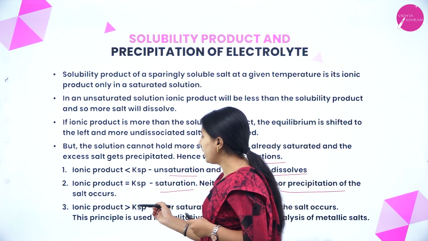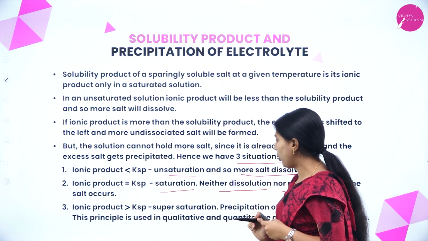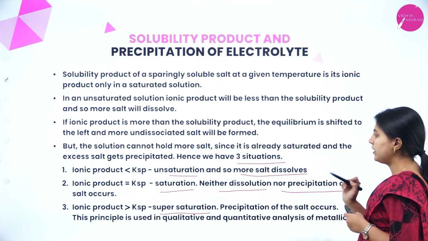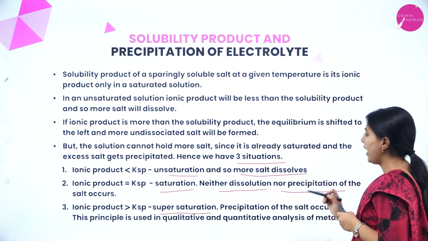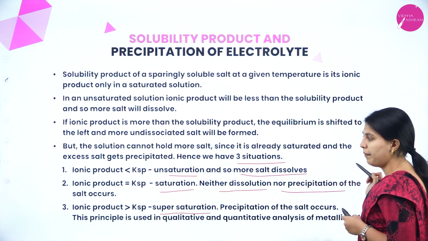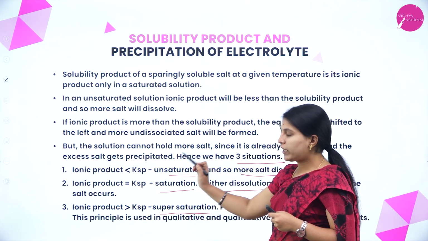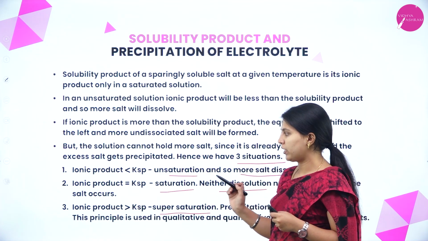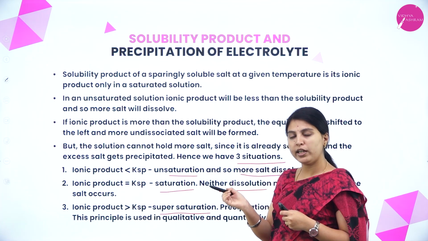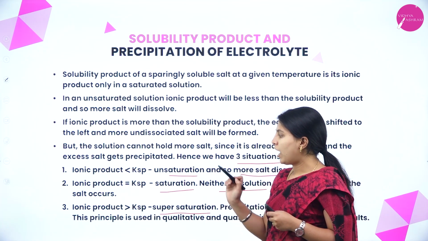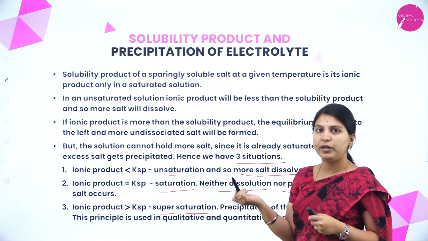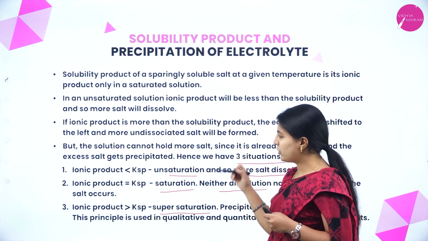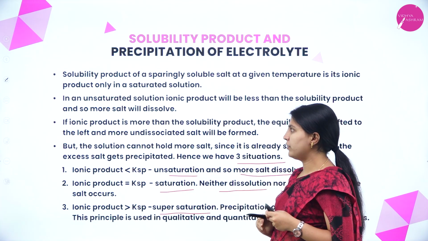If ionic product is more than solubility product, supersaturation and precipitation of the salt occurs. This principle is used in qualitative and quantitative analysis of the metallic salt. If ionic product is less than solubility product, there is no saturation, it is unsaturated. If ionic product equals solubility product, complete saturation will take place. If ionic product is more than solubility product, supersaturation or precipitation will take place. This is the general concept with three situations.